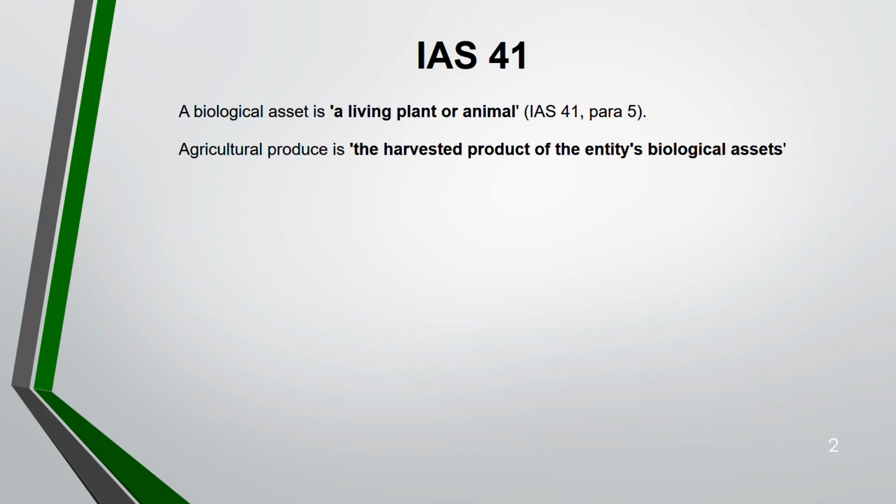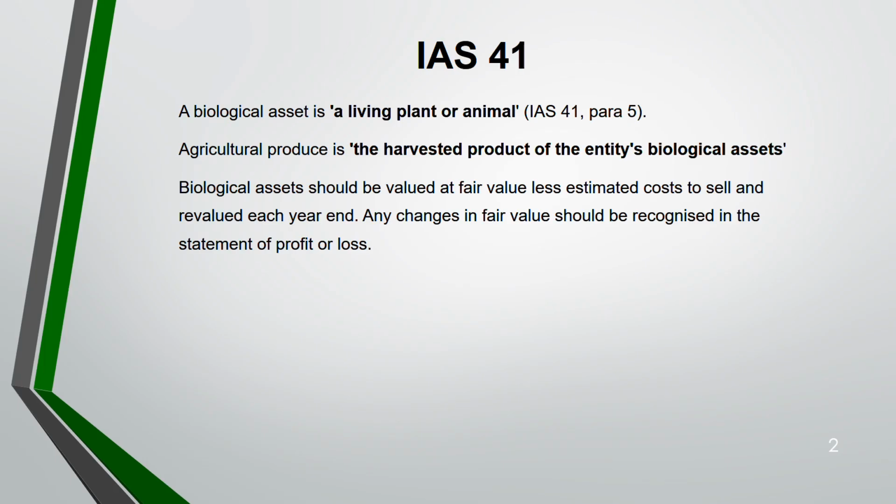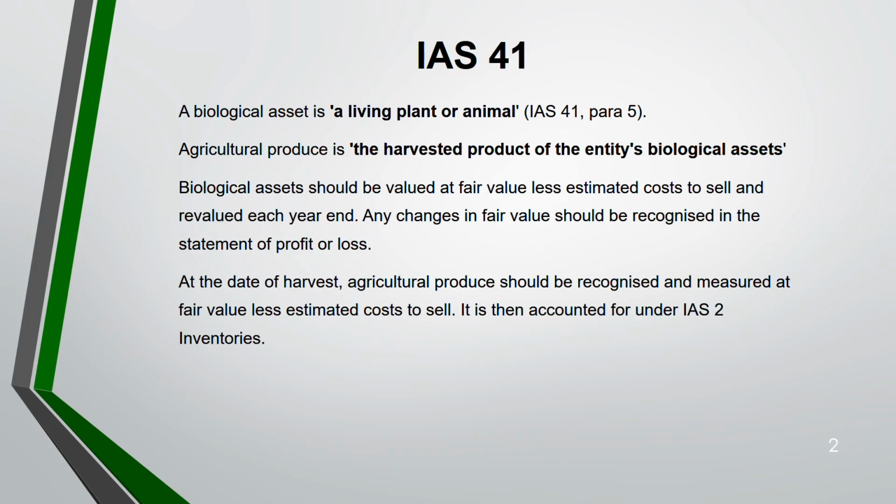Agricultural produce is the harvested product of the entity's biological asset. Biological asset, you have to measure using fair value less estimated cost to sell, and it has to be revalued each year end. So any change in the fair value will be recognized in the statement of profit and loss, same like your investment property. At the date of harvest, agricultural produce should be recognized and measured at fair value less cost to sell. It is then accounted for under IS 2 inventory.